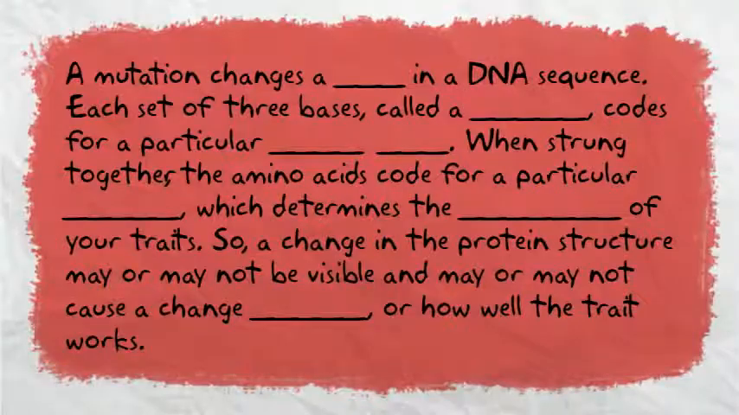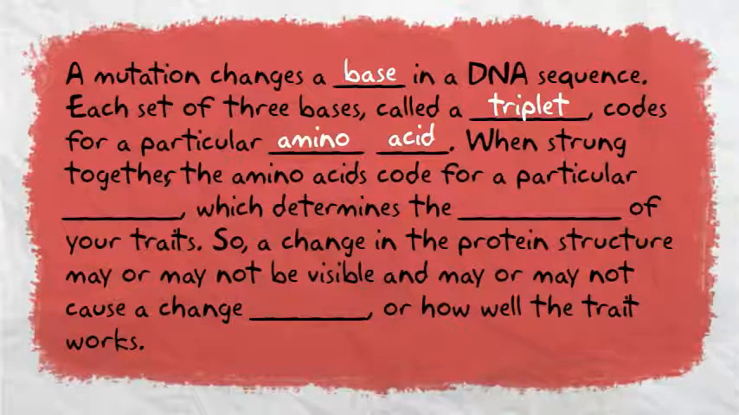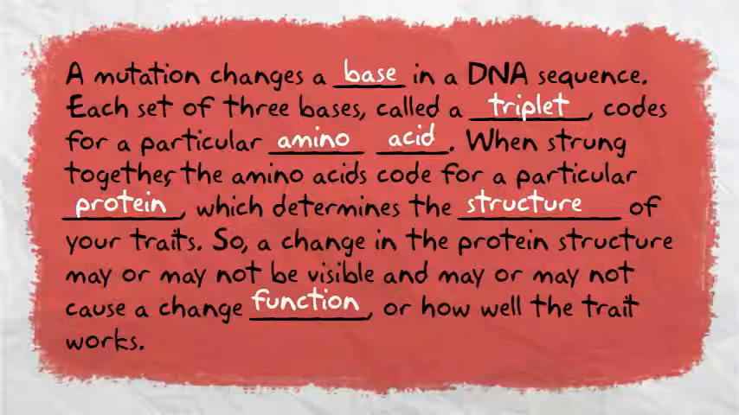This fill-in-the-blank portion is meant to give you a summary of how a mutation can lead to physical changes. A mutation changes a base in a DNA sequence. Each set of 3 bases, called a triplet, is the code for a particular amino acid. When strung together, the amino acids code for a particular protein, which determines the structure of your traits. So a change in the protein structure may or may not be visible and may or may not cause a change in the function, or how well the trait works.